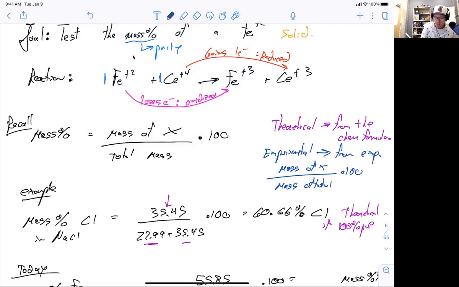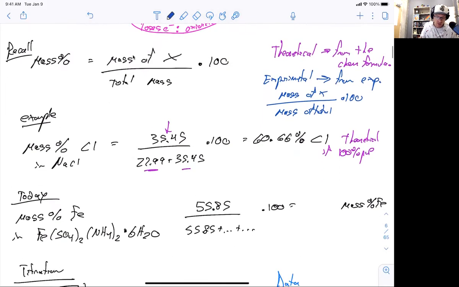And again, if it's 60.66, this is evidence of two things. First, it's evidence that you actually do have table salt. It would be kind of hard to imagine another chemical that would be exactly 60.66% chloride. And two, that it was very pure. And again, they don't have to match.